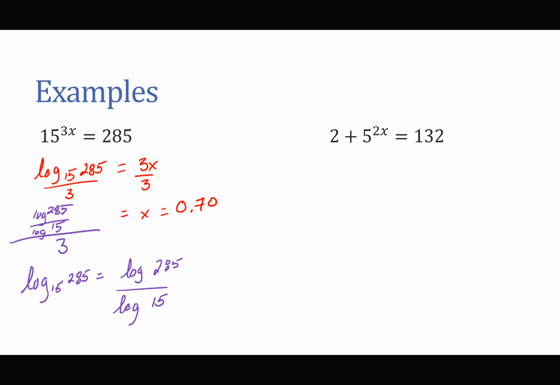All right, so let's continue on. Let's look at this next one: 2 plus 5 raised to the 2x equals 132. So again, we're trying to figure out what that x value is. So this is an algebraic equation. What would we do first to work with this?